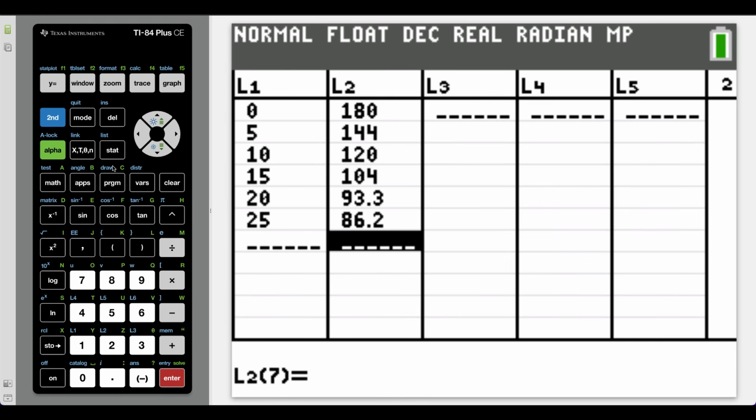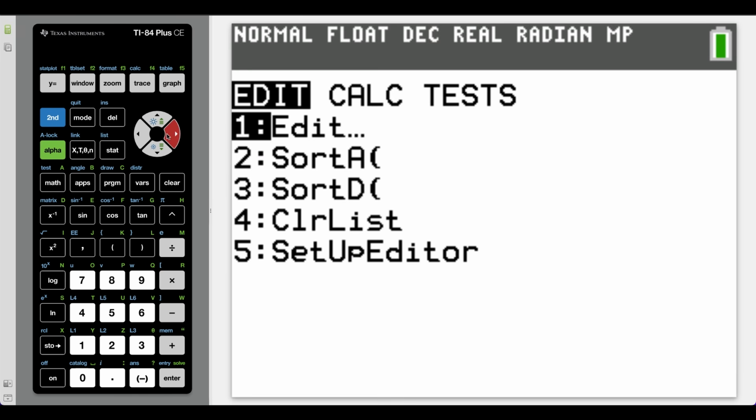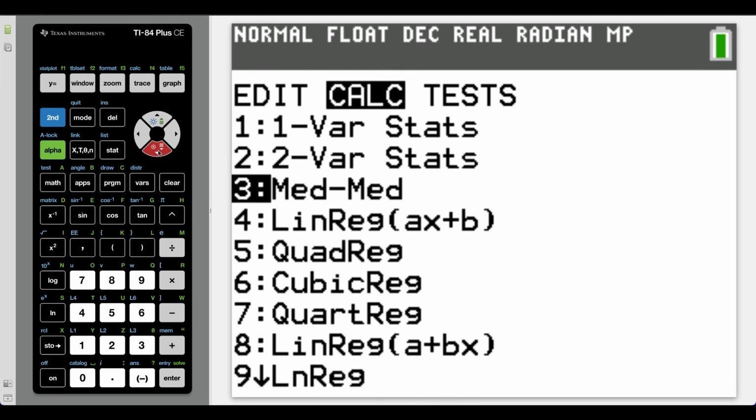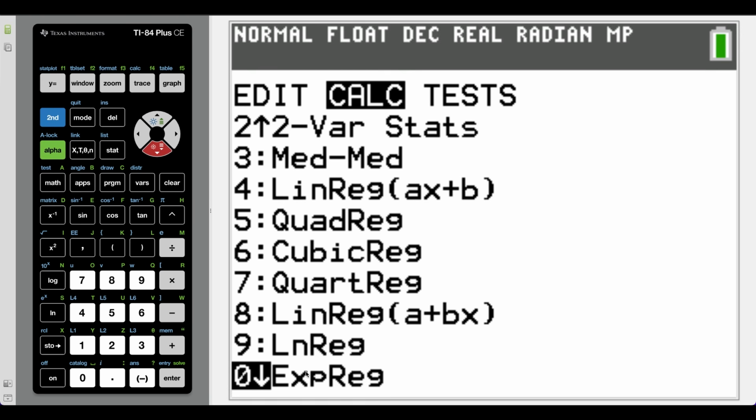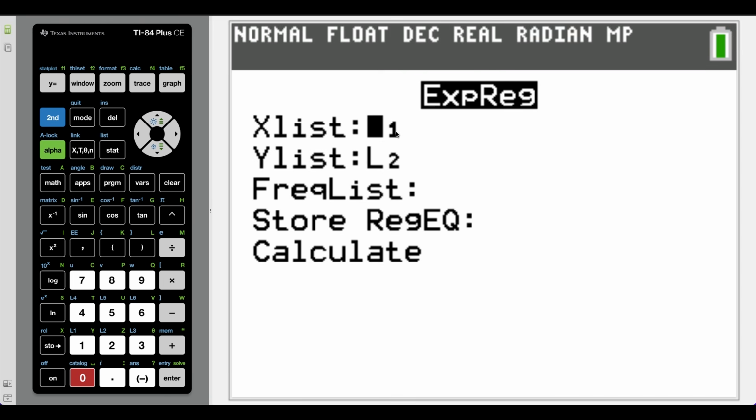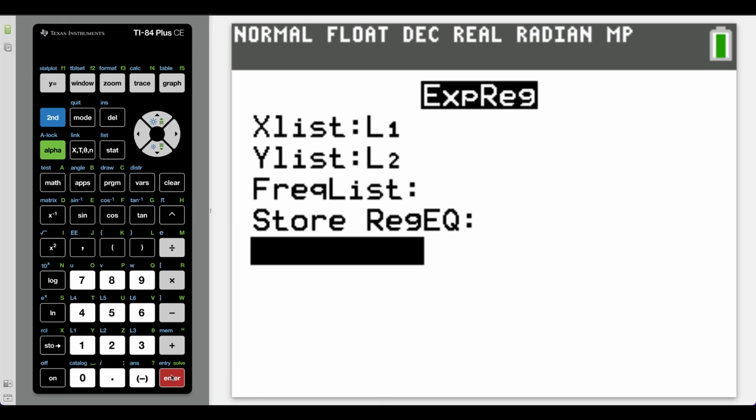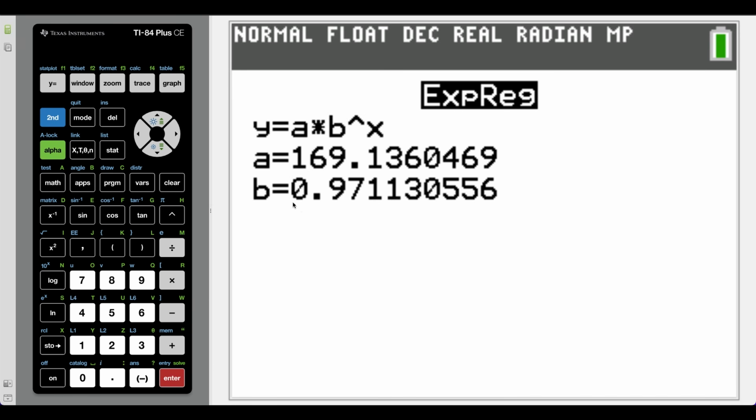And now what we want to do is we're going to go to stats, and we're going to go to calculate over to the right here. And we're going to go to exponential regression, which if you scroll down is number 0 here. This is the abbreviation for exponential regression using L1 and L2. So we just go ahead and do this, and this is the information we need to answer this.